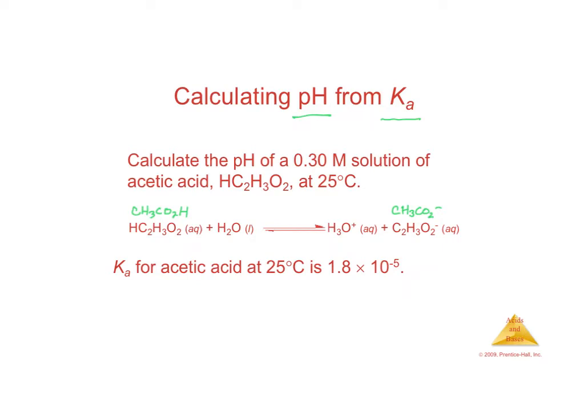And here's what you should come up with. The weak acid dissociation constant, Ka, is equal to the equilibrium concentration of hydronium times the equilibrium concentration of acetate over the equilibrium concentration of acetic acid.